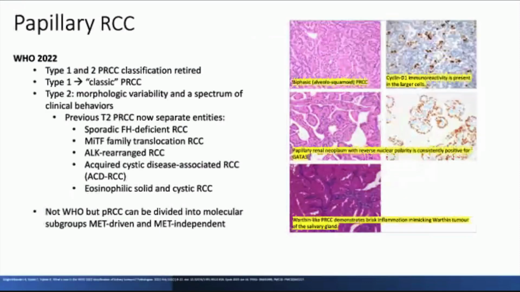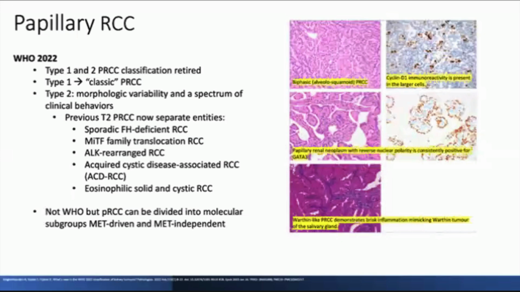In 2022, however, the WHO released their new classification, which focuses on the molecular attributes of histological subtypes. So the type 1 and type 2 classification was officially retired. Now, the previously known type 1 is now thought of as the classical papillary RCC, and what used to be type 2 is now separate entities based on molecular alterations. For example, it would be known as FH-deficient RCC.